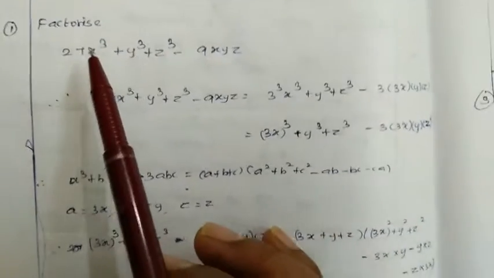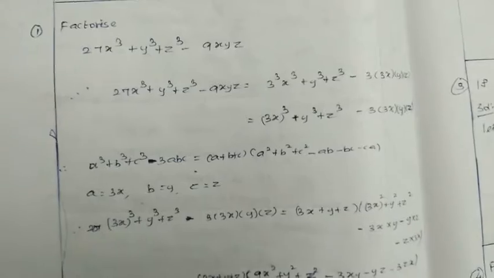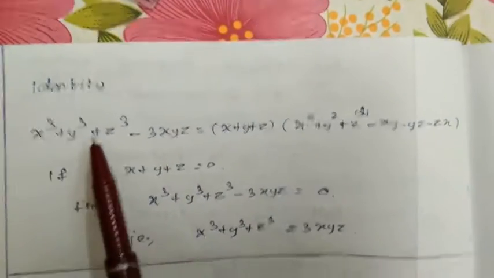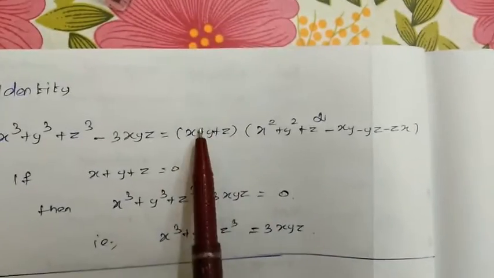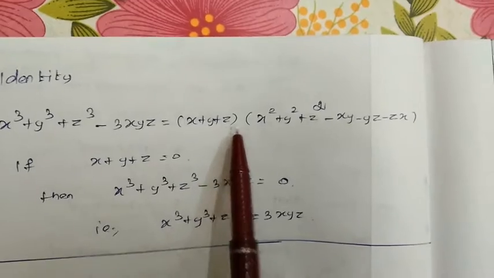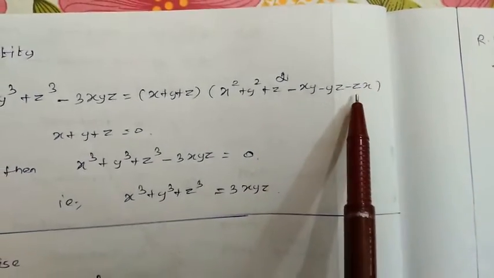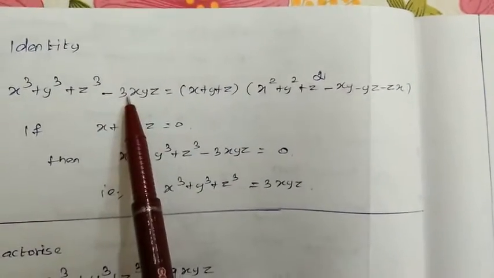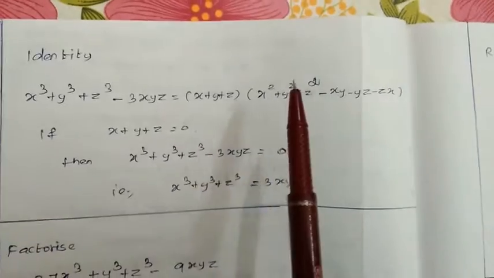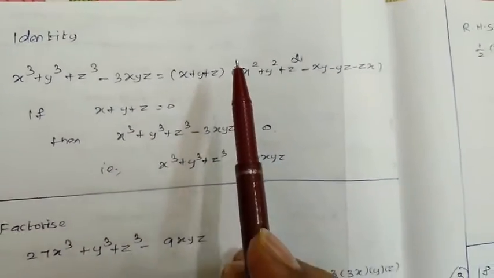We are going to solve some factorization problems. For that, suppose you have the identity x cube plus y cube plus z cube minus 3xyz equal to x plus y plus z into x square plus y square plus z square minus xy minus yz minus zx. So power 3 minus product equal to addition. This one is the identity.